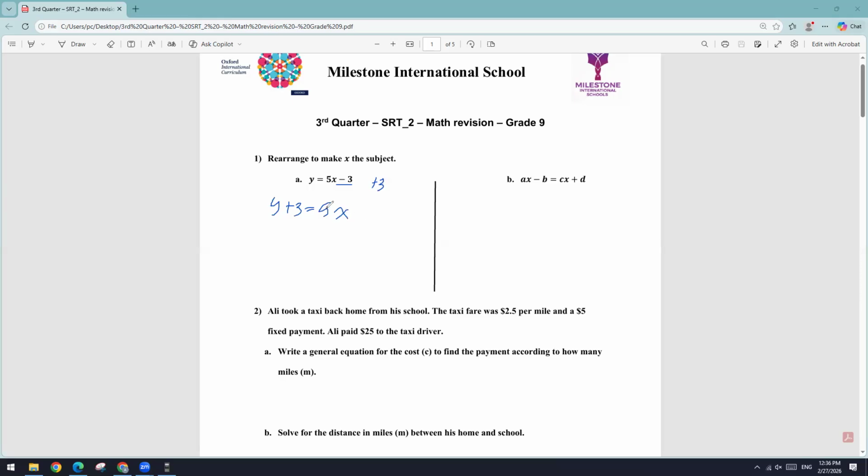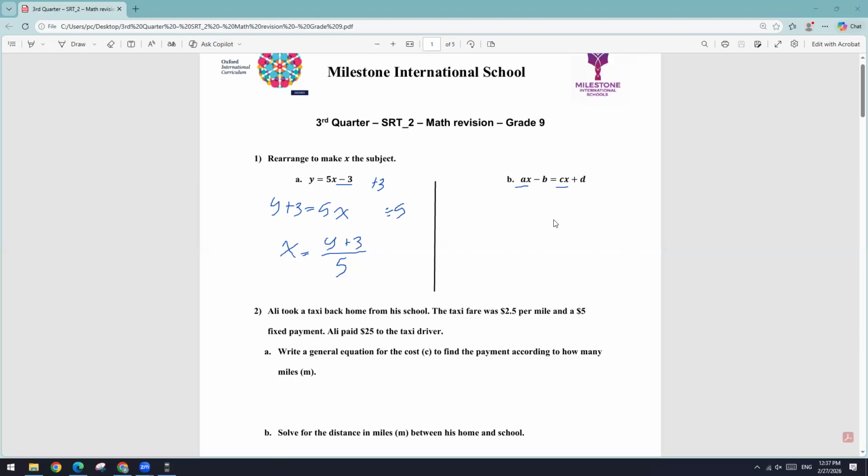Then, is x alone? Not yet. We have times 5 next to it. So we do the opposite, which is divide by 5. So when I divide by 5, I will have x equals y plus 3 over 5. So now x is the subject. So always, if you're trying to make it the subject, just check what you have next to x and do the opposite.